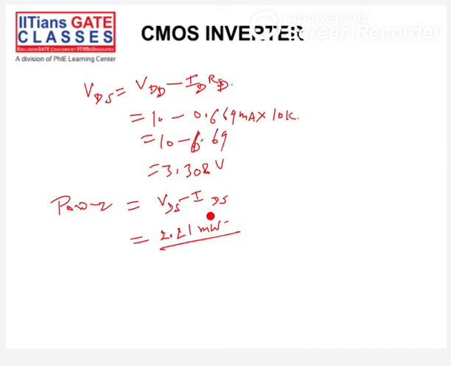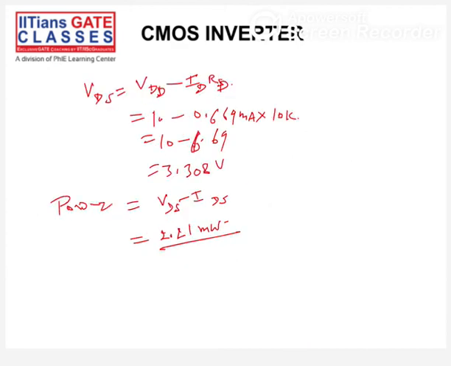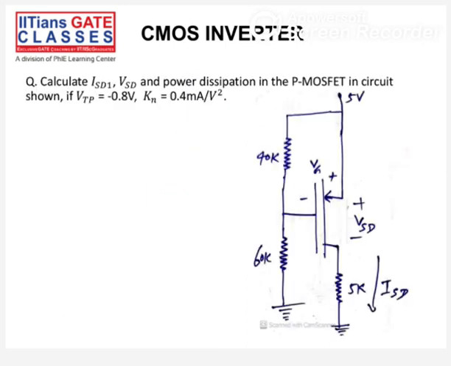So here we are getting the power dissipation also. So these three terms, they have been asked in the question: IDS, VDS and power dissipation in the MOSFET. So all these terms we got and we answered. So I think it is done.